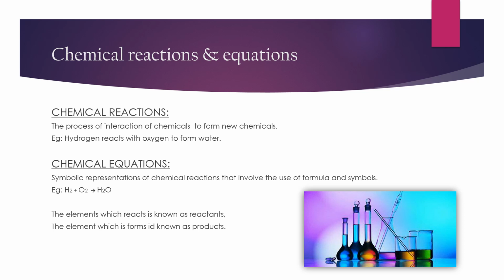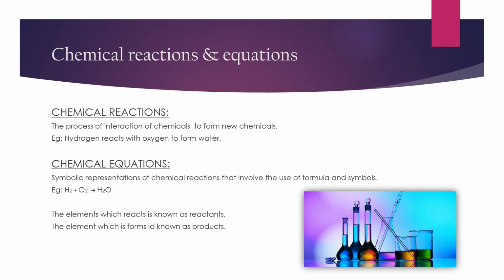Chemical equations are nothing but the representation of those sentences in formulas. We have learned in previous classes also that each and every compound has its symbol and formula. Chemical equations are symbolic representations of chemical reactions that use formulas and symbols. Hydrogen reacts with oxygen to form water. This we can write as a chemical equation: H2 plus O2 equals H2O.